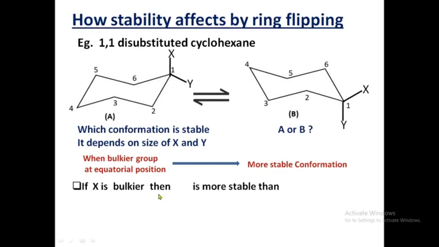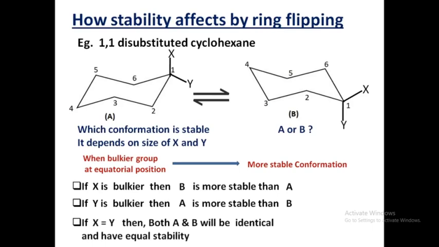If X is a bulkier group, then we have to find out where X is equatorial. In B form, X is equatorial, so B will be more stable. So B is more stable than A. If Y is bulkier, then what will happen? Y is equatorial in A form, so definitely A is more stable than B. And if X and Y both are identical groups, then what will happen? Chair form A and chair form B are also identical and have equal stability.